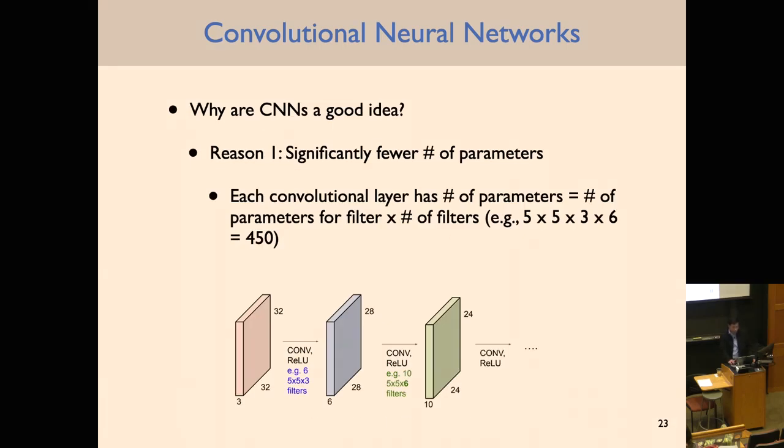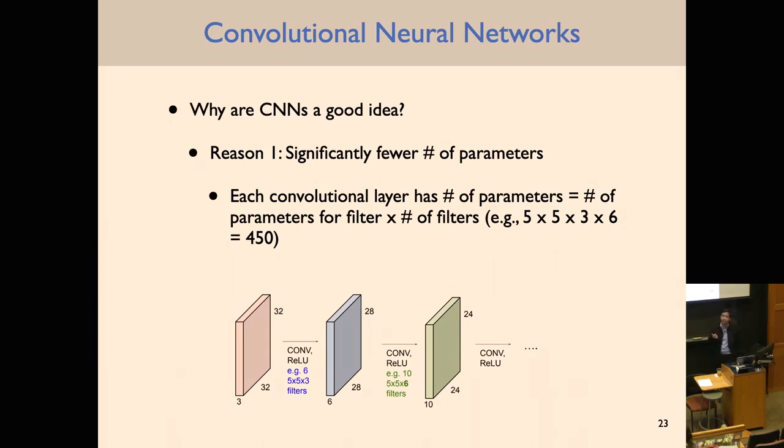So I described what a CNN does, but why are we doing this? Why are convolutional neural networks a good idea? There are basically two main reasons. The first one is that we have significantly fewer parameters. With a fully connected layer, as I mentioned a few slides ago, we potentially have a really large number of parameters, the weight matrices and bias vectors that we're trying to learn. With a convolutional network, we've significantly reduced the number of parameters that we're learning.